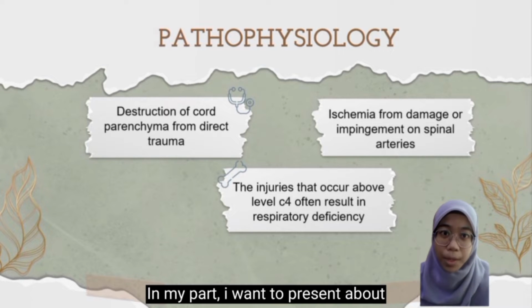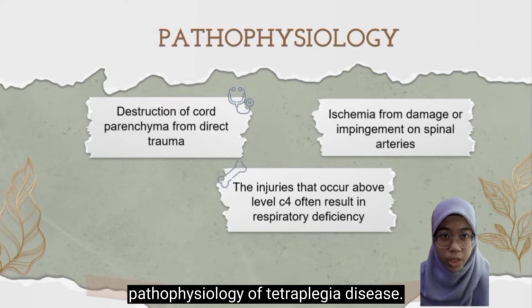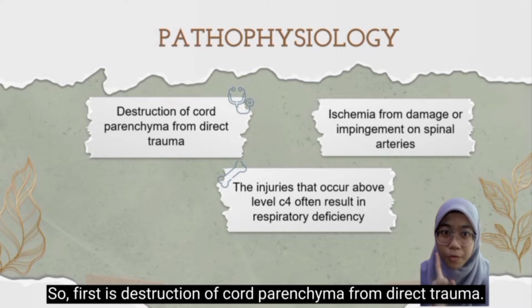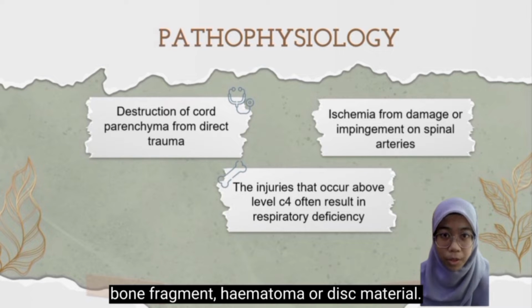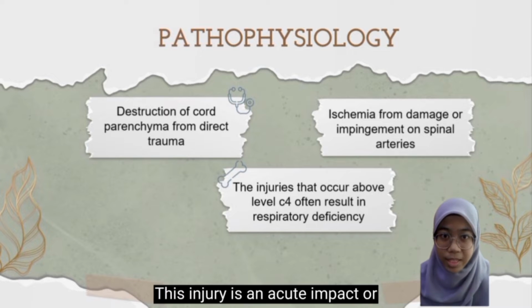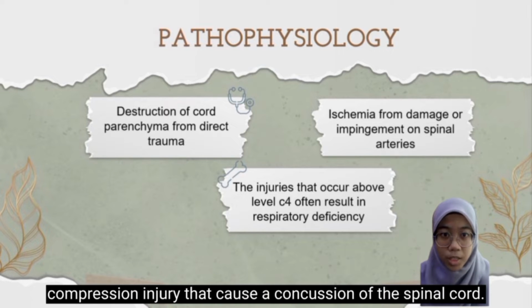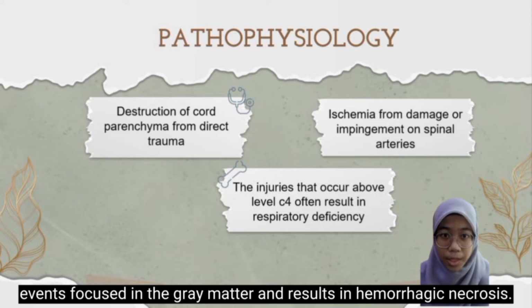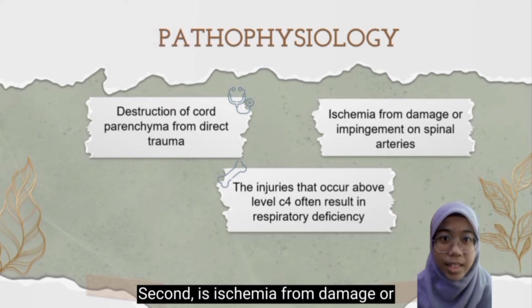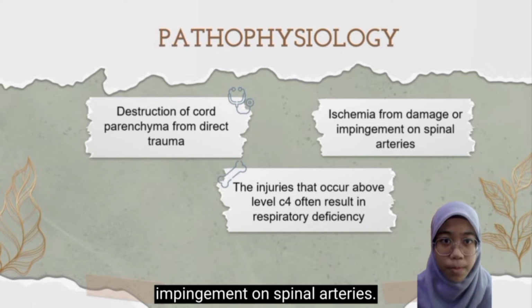In my part, I want to present about the pathophysiology of tetraplegia disease. So first is destruction of cord parenchyma from direct trauma. It is because of compression by bone fragments, hematoma or disc material. This injury is an acute impact or compression injury that causes a concussion of the spinal cord. In addition, this type of injury initiates a cascade of events focused in the gray matter and results in hemorrhagic necrosis. Second is ischemia from damage or impingement on spinal arteries.